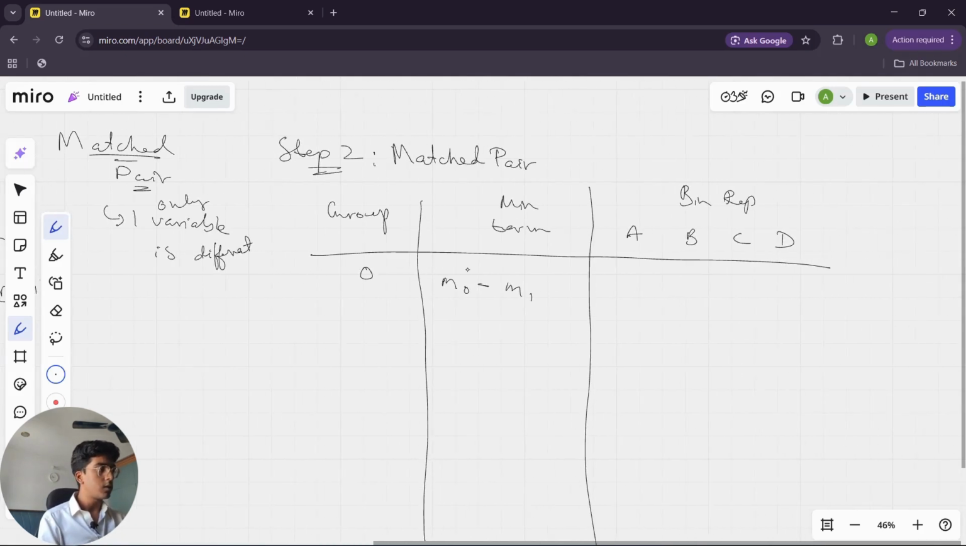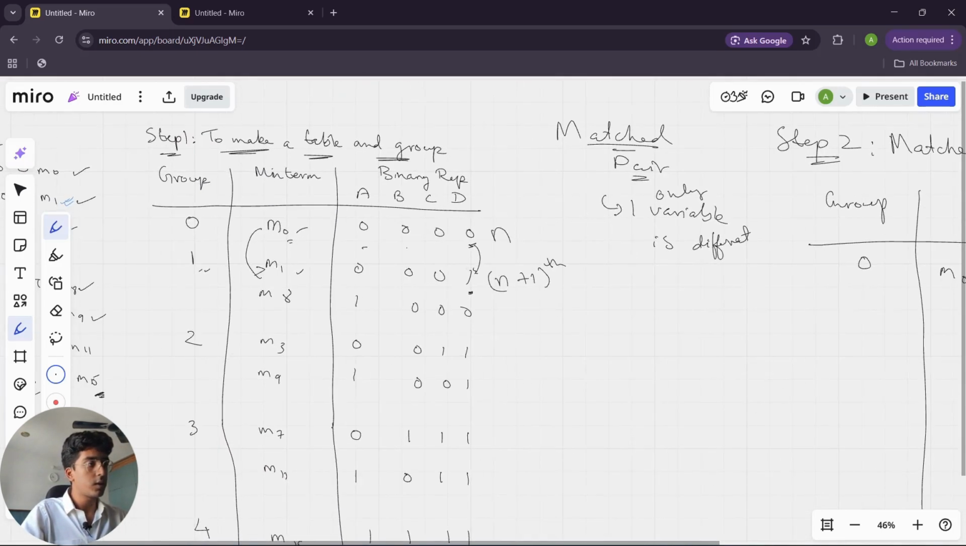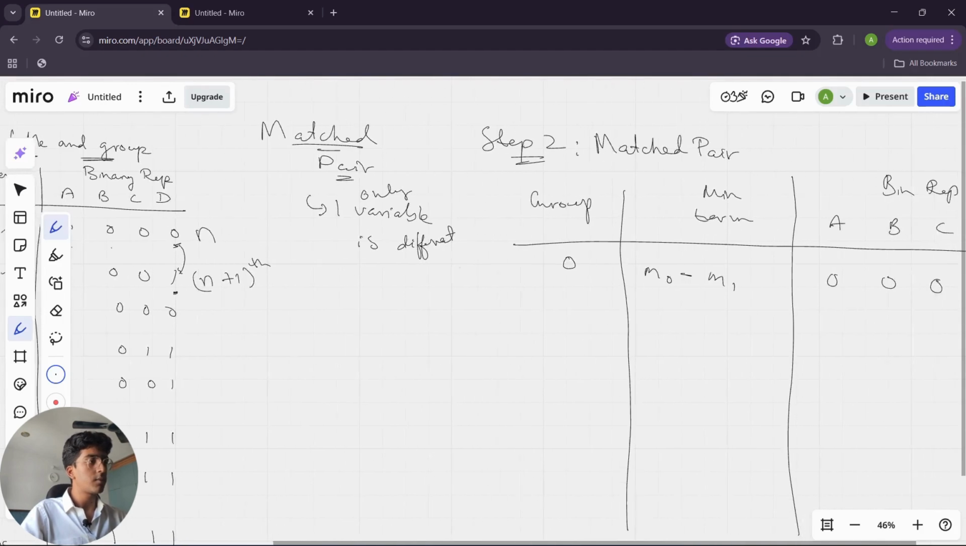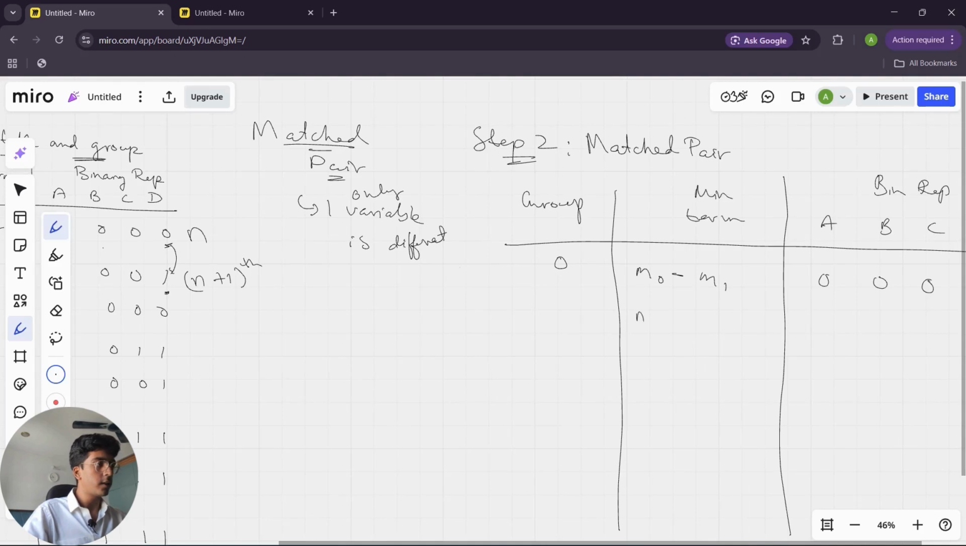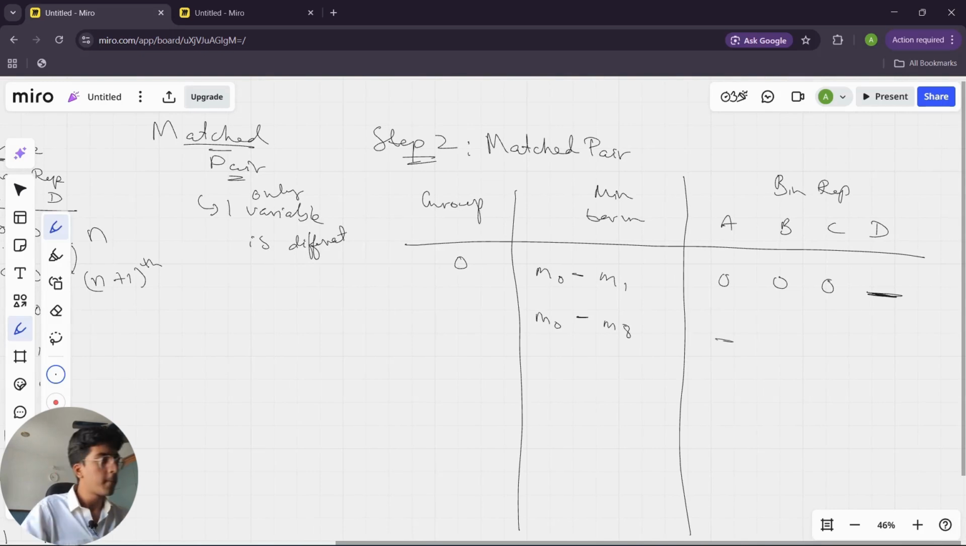I'll show you how we write the representation. 0 0 0, all of this was the same. What changed? The last variable changed, so we'll denote it as a dash. That's how we do it. And the other term we have to compare is M0 with M8. Which is the differentiating term? The first term. So a dash, and all of the rest are the same, so we'll write 0 0 0. First group हो गई. Group 0 is done.